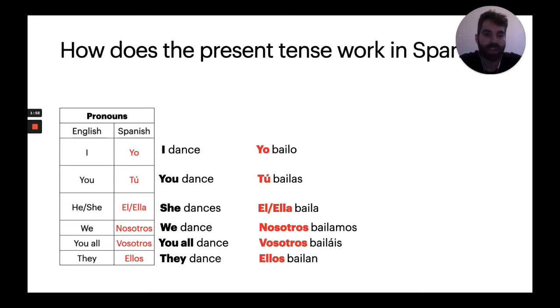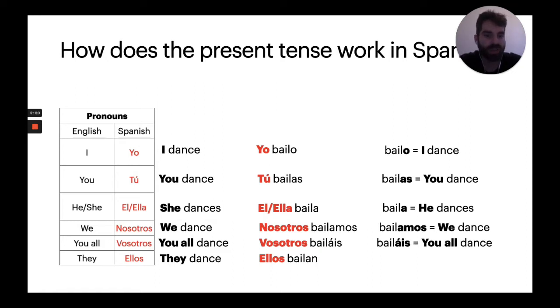However, in Spanish, we don't use the pronouns. We would only say bailo if we wanted to say I dance. We would say bailas if we wanted to say you dance. We would say baila if we wanted to say he dances or she dances. How do we know in Spanish who is doing the action if we don't use something like I, you, he, she, we, etc.? We know it because of the ending that you can see is changing.